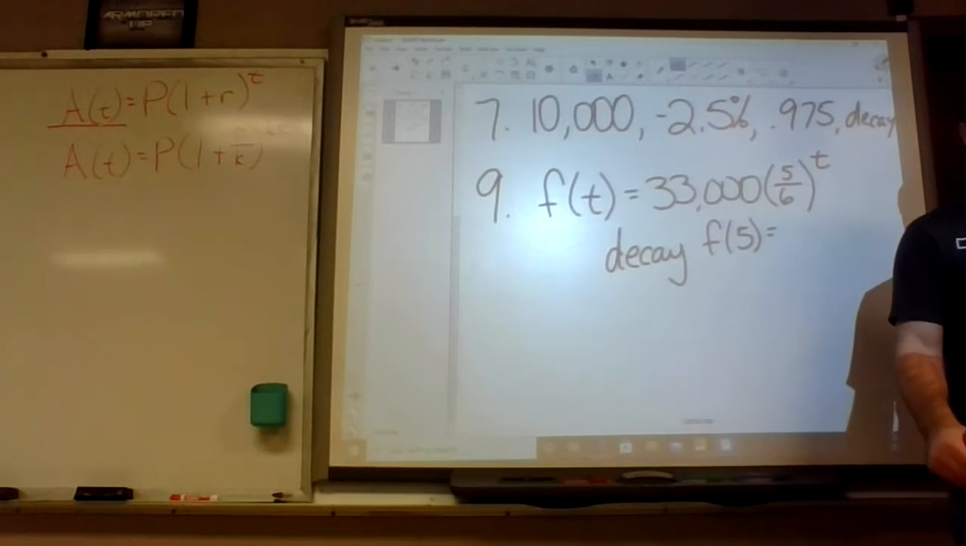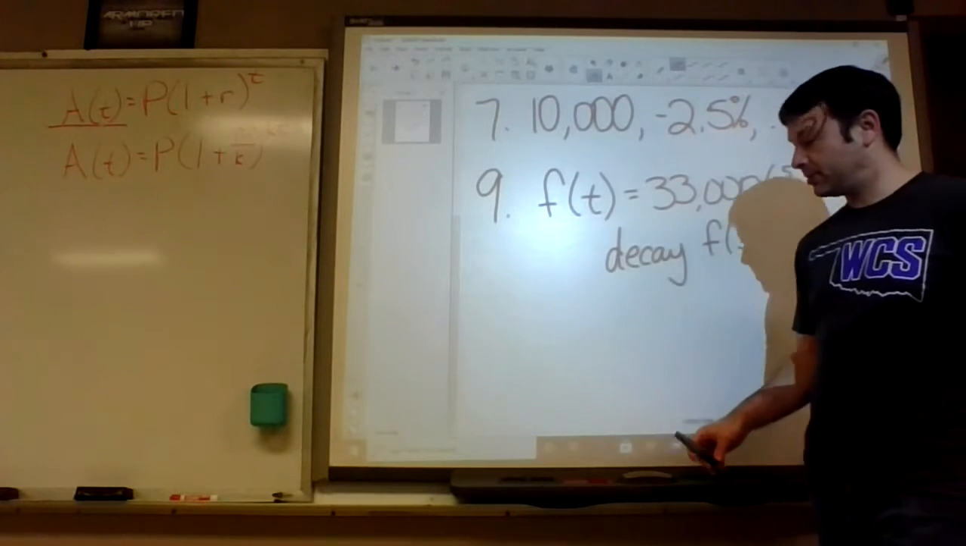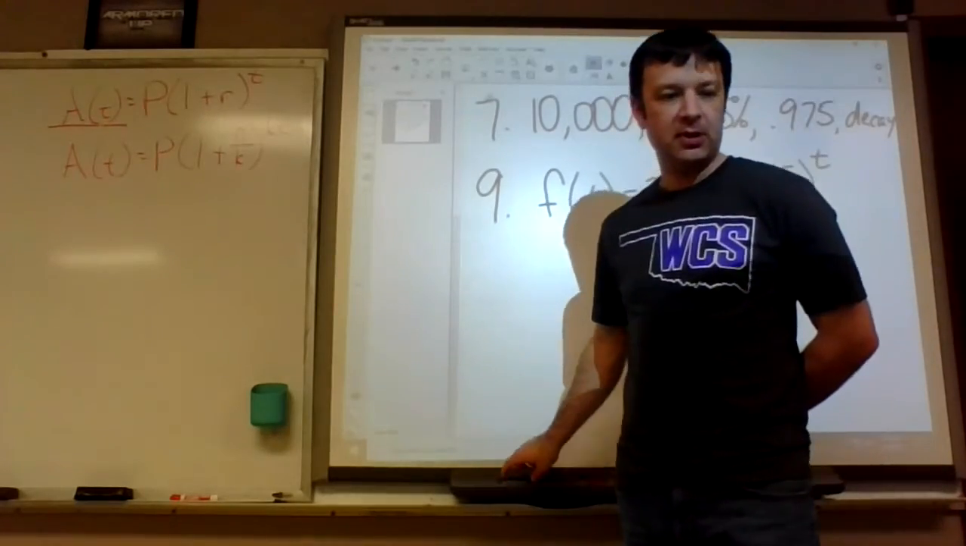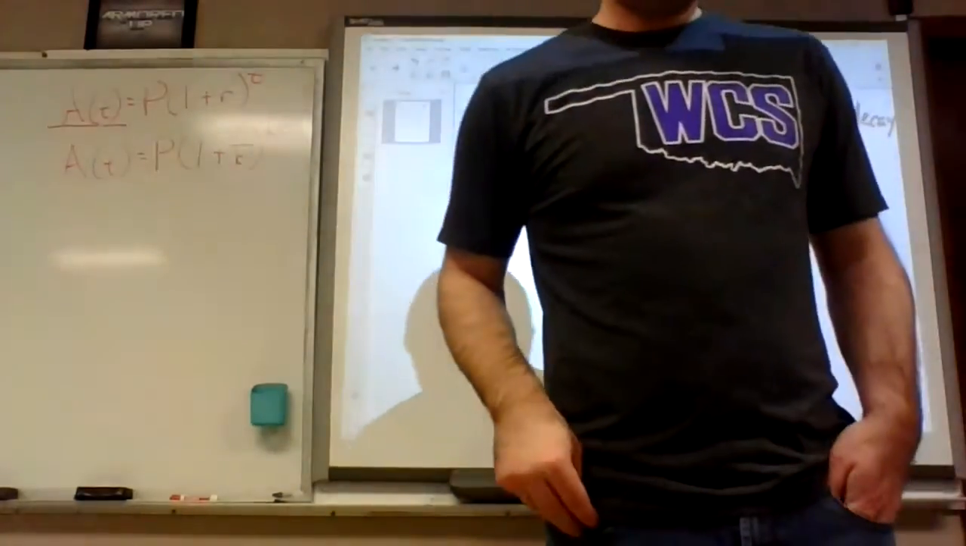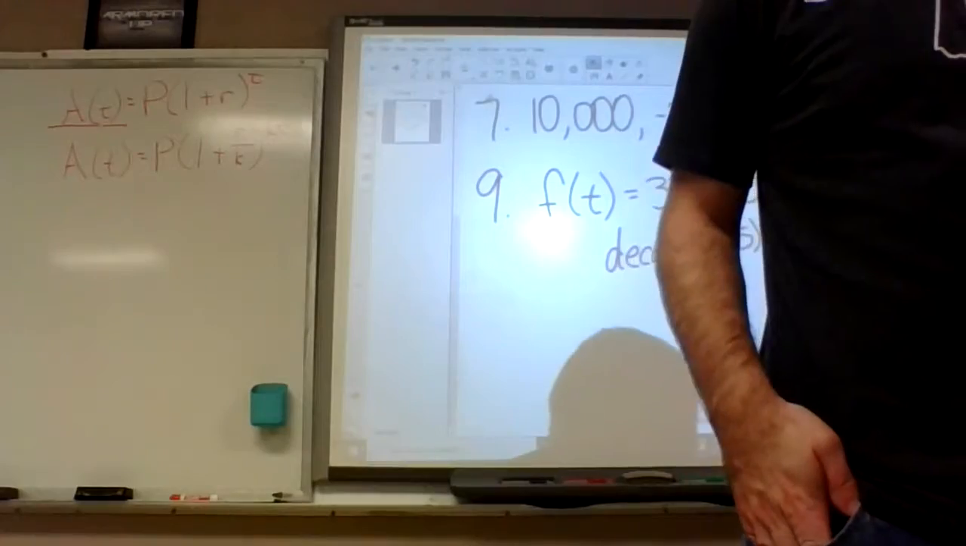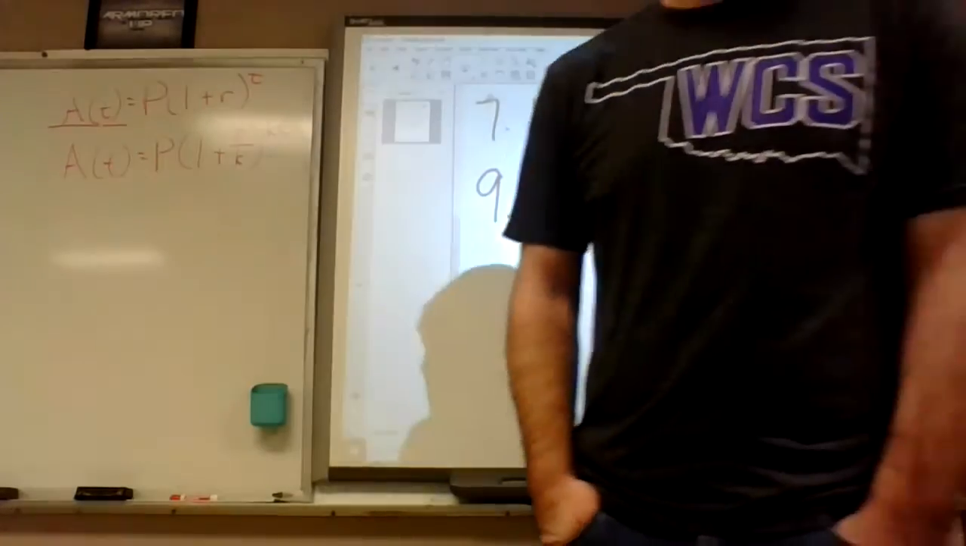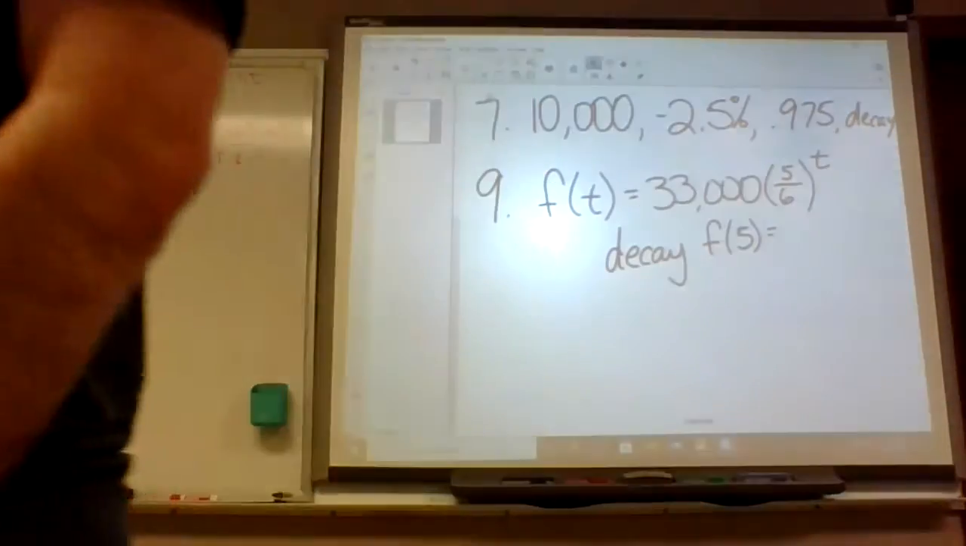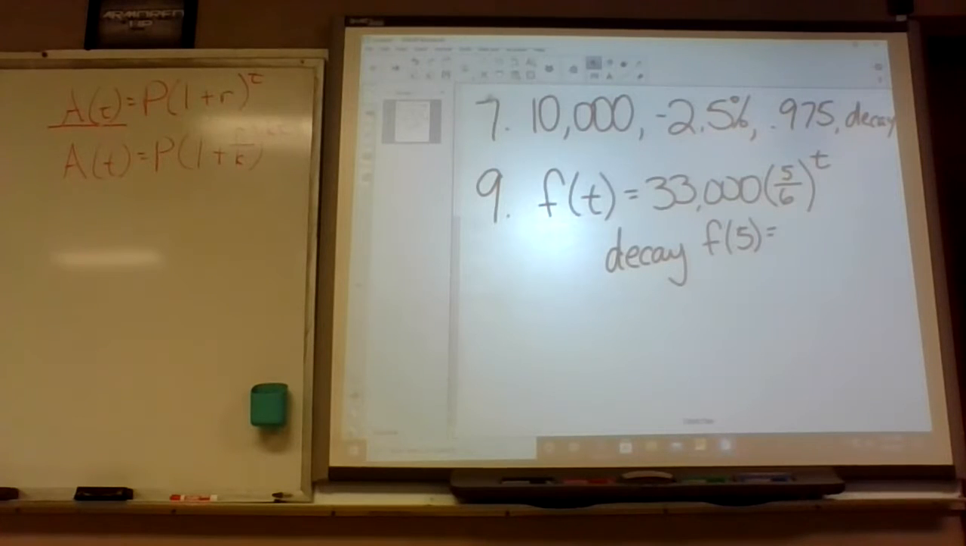Since we're talking about money, what do we need to do probably? Put a dollar sign. Round it to the nearest cent usually. Unless you're doing taxes. On taxes they round it to the nearest dollar.